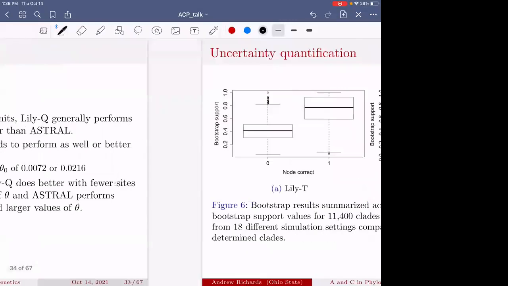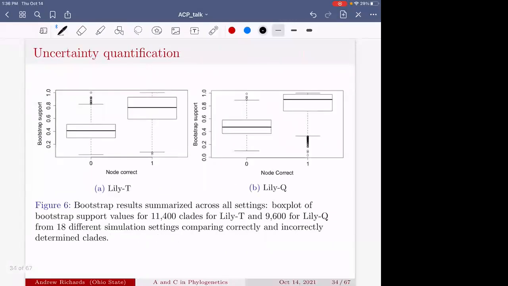Okay, and then for uncertainty quantification, we performed bootstrapping. So we bootstrapped first the loci and then the sites within the loci. And what we have here is for Lily T and Lily Q, where it says node correct 1, that is the bootstrap value for a split that the method got correct, and 0 is a split that the method got incorrect. And you can see the bootstrap values are much higher when it got it right.